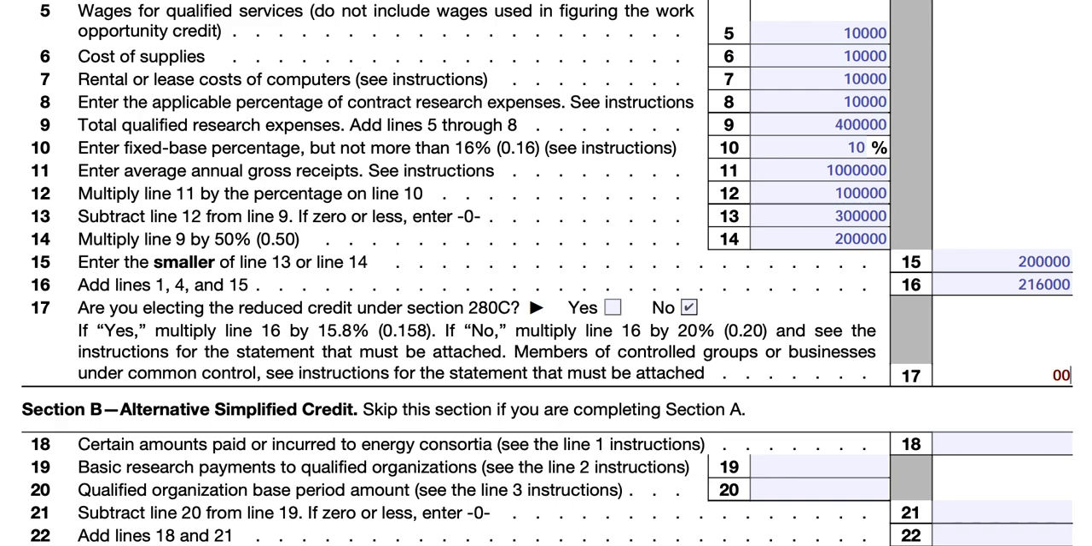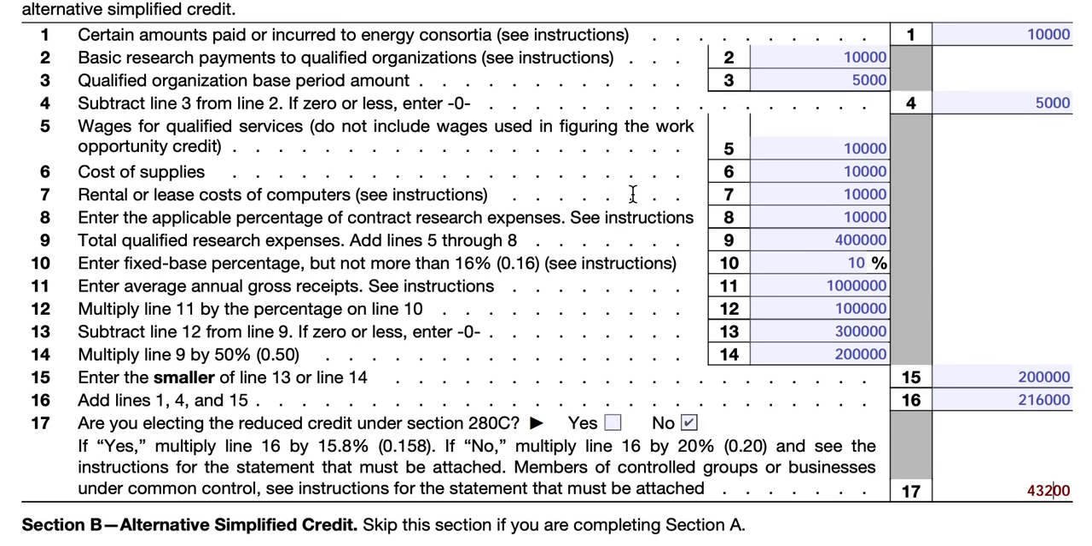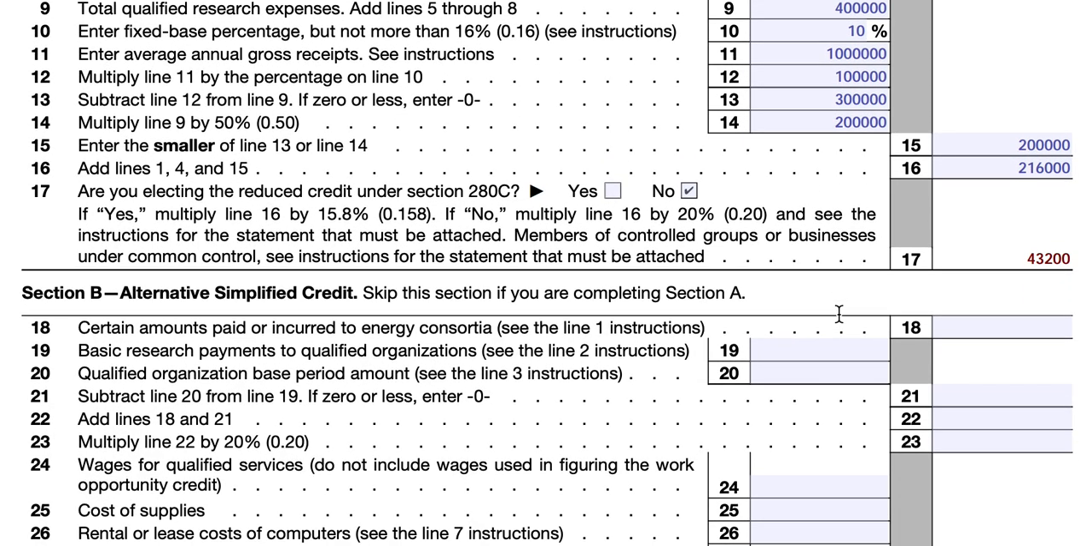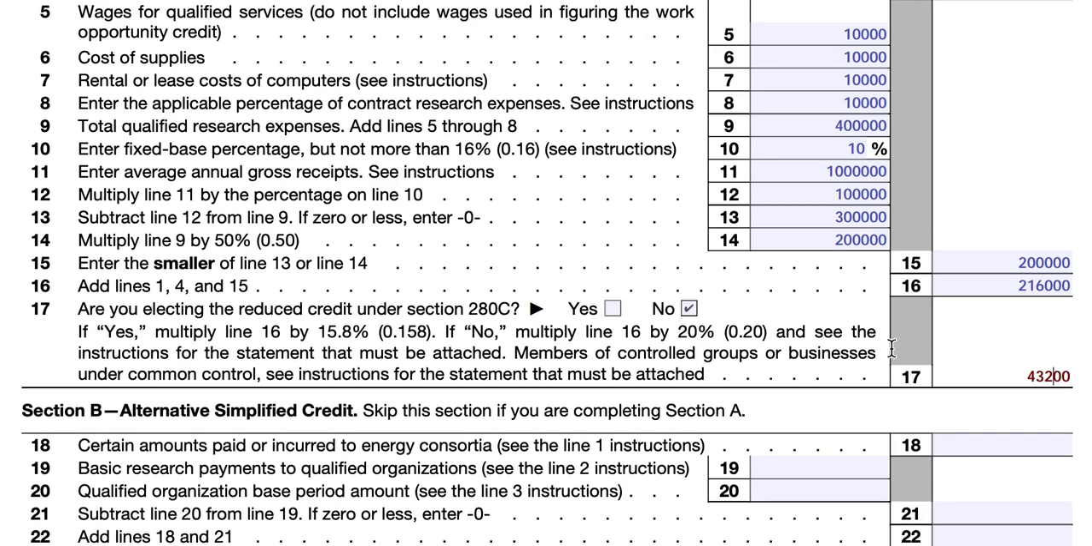There we go. I believe that's 216,000 multiplied by 20%. So that would be the amount of tax credit calculated under the regular credit. Now we're going to use similar numbers wherever it says see the line instructions. We're just going to put the same information.